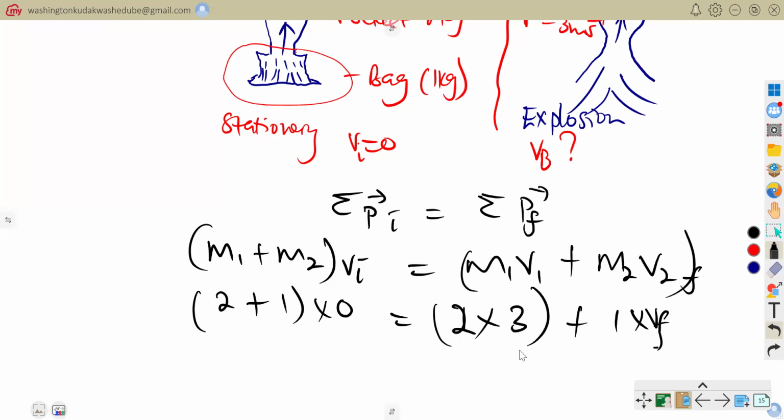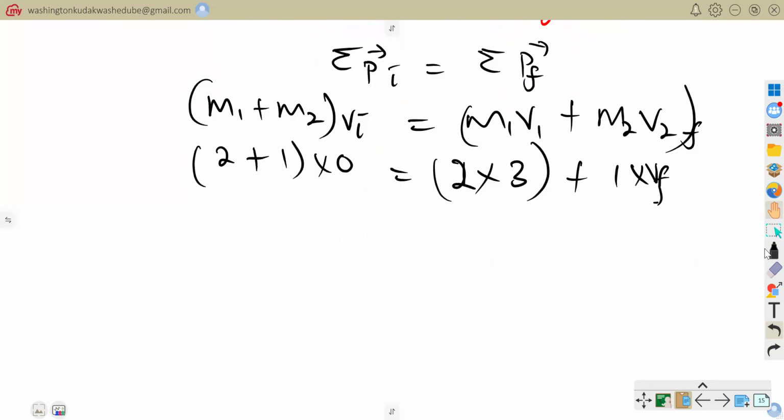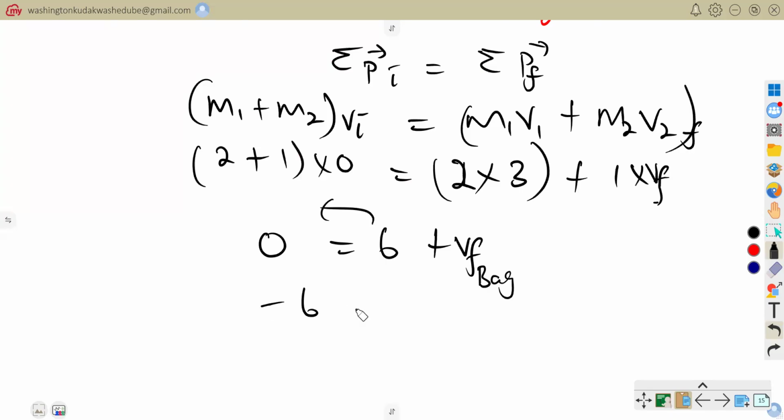Now I want to find this final velocity. So this would actually be equal to 0 because anything multiplied by 0 is 0. And then 2 times 3, that's 6, plus 1 times Vf, that becomes final velocity. So this is the final velocity, let's say, of the bag. Now I will transpose this to the other side, it becomes negative 6. And then this one becomes Vf bag. So the final velocity of my bag would simply be equal to what?